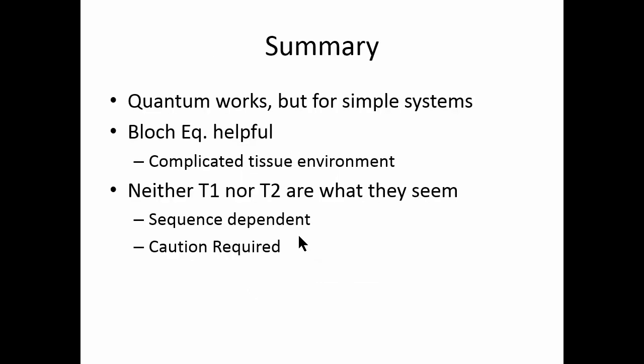So in summary, quantum works and works very well. If you do spectroscopy, that's what you should be doing. Double quantum coherence as well, and you really need to learn it. But bear in mind that it only works for simple systems. Once you go to tissues, simple phenomenology will probably do the trick. Bloch equations, in one form or another, are also phenomenological and very simple, and they are very helpful in complicated tissue environments. And last but not least, neither T1 nor T2 are really constant. They really depend on how sloppy you are. Thank you very much.